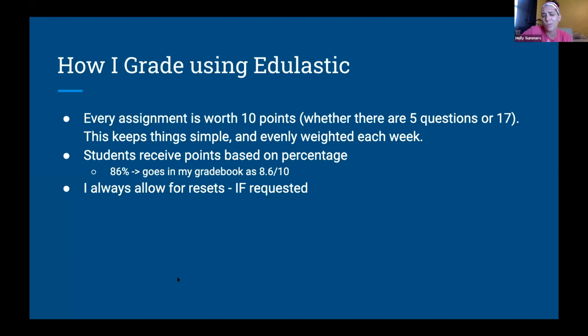And I still allowed for resets if they were requested. Sometimes I'll send a message and say, hey, you got less than 50%. If I reset it, are you going to have time to retake it? A lot of times we communicate that way as well.